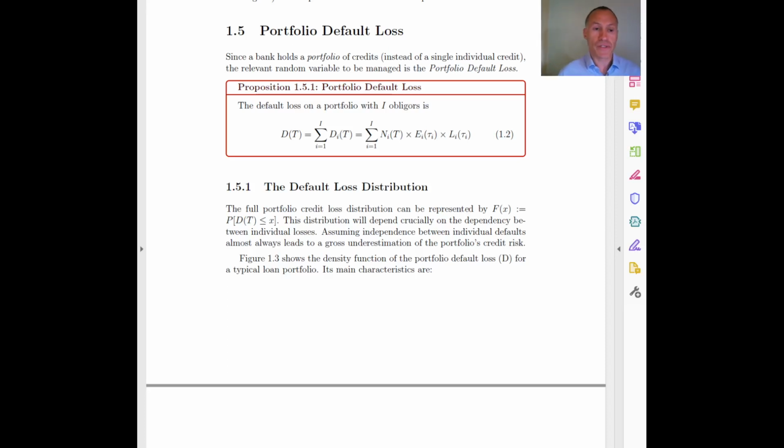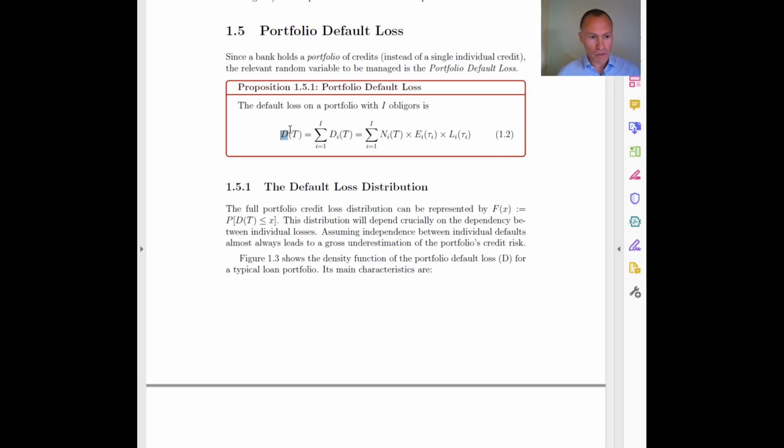In the previous video, we discussed the default loss for a single obligor. Now let's talk about the default loss for a portfolio, which is what really matters to a financial institution like a bank, which will have a portfolio not of one single loan, but a portfolio of many loans. So what the bank is worried about is the default loss on the overall portfolio. So the definition is here.